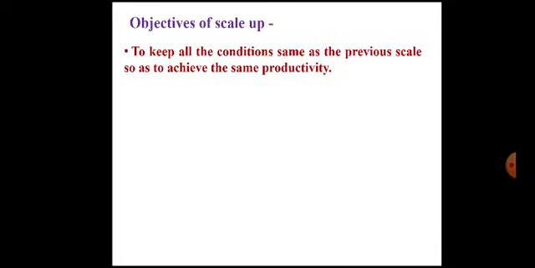So the objectives of scale up. The objectives of scale up are listed here. First one is to keep all the conditions same as the previous scale so as to achieve the same productivity. Because at small scale, we adjust all the parameters in order to get the highest production of microbial metabolite. Once these conditions are standardized, we try to apply these standardized values in the next level. So the first objective is to keep all the conditions same as the previous scale so as to achieve the same productivity.